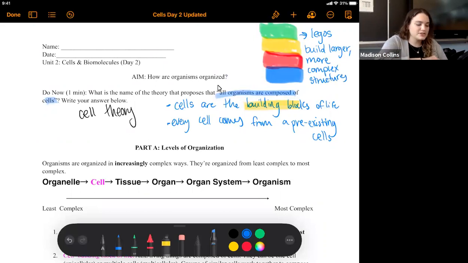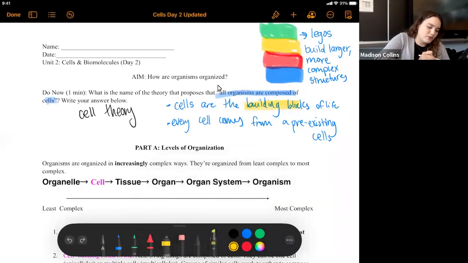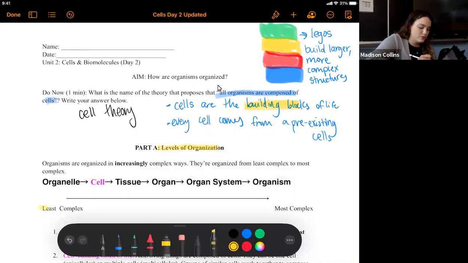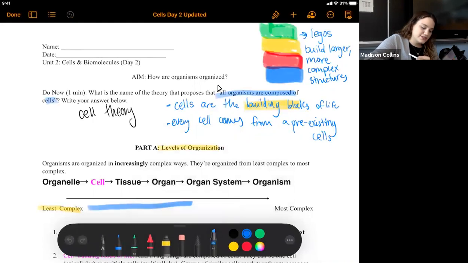And we organize those different structures based on the levels of organization that I've got written down here. So what are the levels of organization? Well, we know that organisms are organized in increasingly complex ways. They're organized from least complex to most complex. So starting out with our least complex structure, we have our organelles, and somehow, we're not quite sure yet, but we're gonna get there. Those least complex structures build up until we get our most complex organism. Right, so let's figure out how that happens.